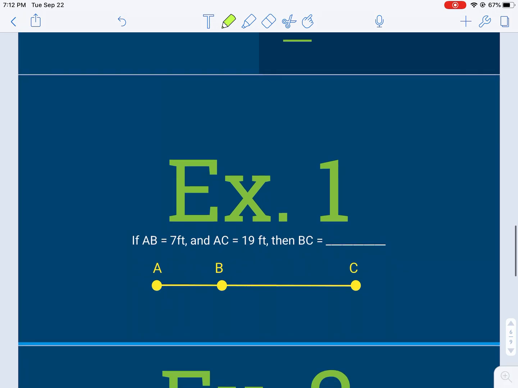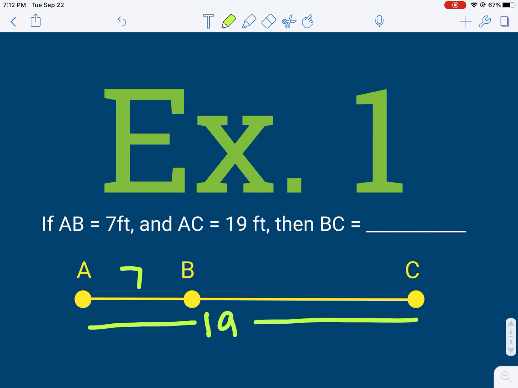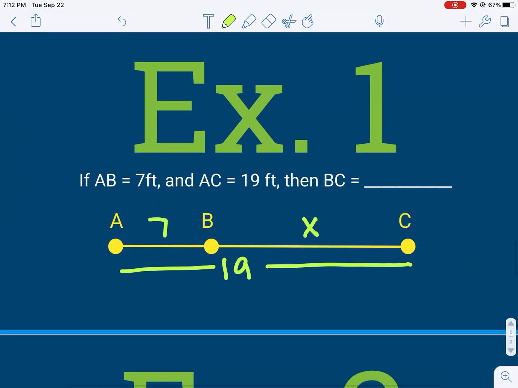So we're going to do some examples of this. On your checkpoint, you will need to draw out the picture and mark the little dots. But on your notes, I was nice and I gave them to you. So AB is 7 feet, so I'm going to fill in 7 there. The whole thing is 19. And I'm looking for BC. So just looking at this, I know 7 plus x must equal 19. So when I subtract 7, my length BC is 12 feet.